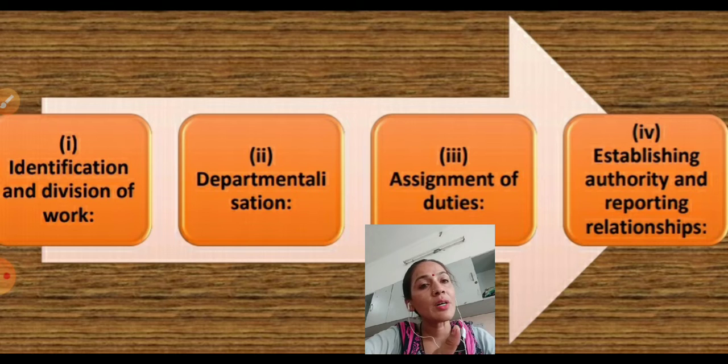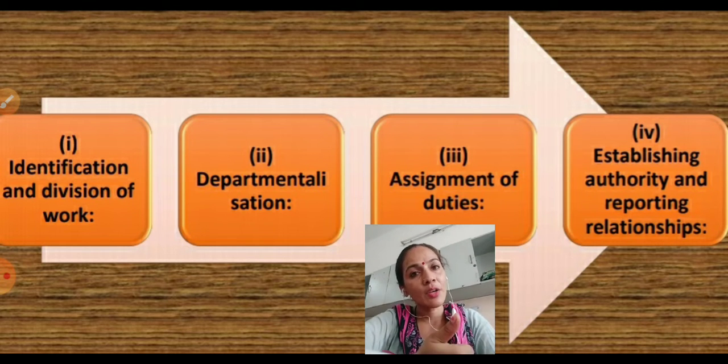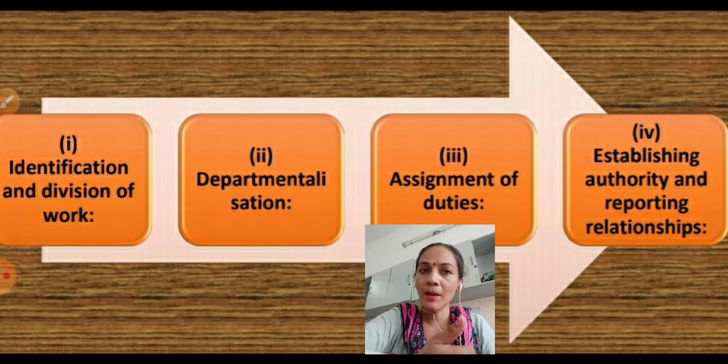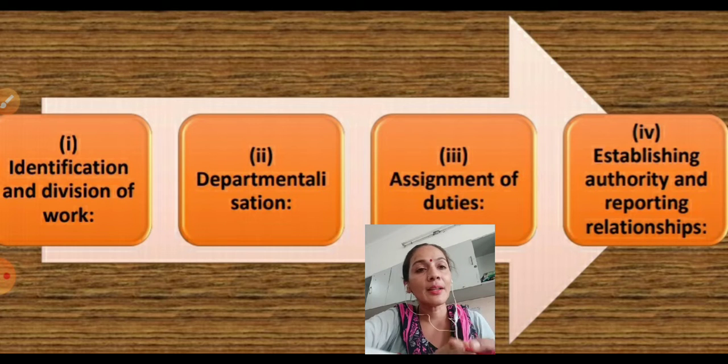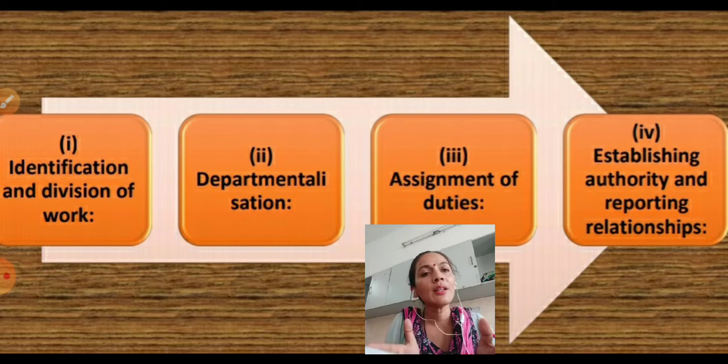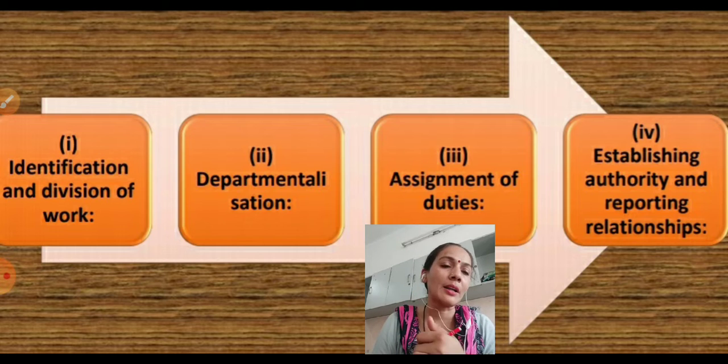So this is the first step in the organizing process, that is identification and division of work. Okay, then the second step is departmentalization. First of all, we have to choose what type of work we have to do. Then, in the second step, we are dividing the work into departments. For example, sales and advertisement activities are grouped under the marketing department.